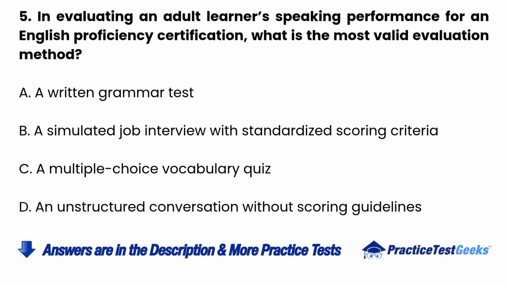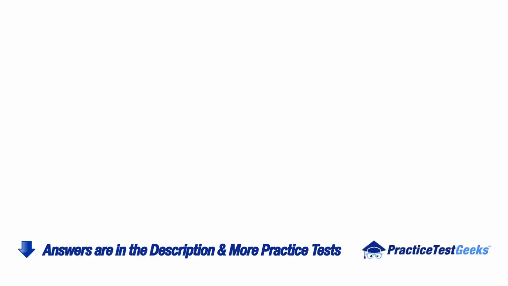5. In evaluating an adult learner's speaking performance for an English proficiency certification, what is the most valid evaluation method? A. A written grammar test. B. A simulated job interview with standardized scoring criteria. C. A multiple-choice vocabulary quiz. D. An unstructured conversation without scoring guidelines.